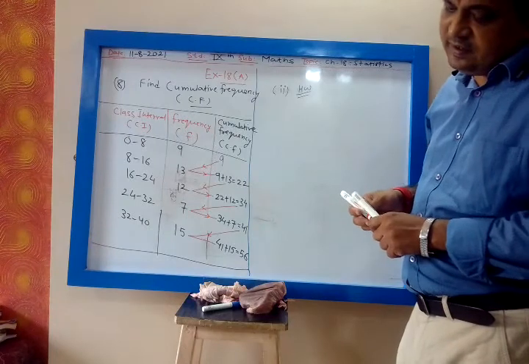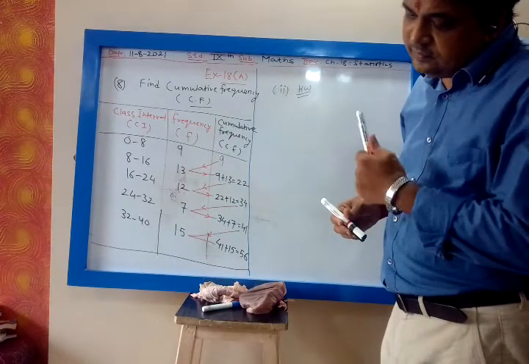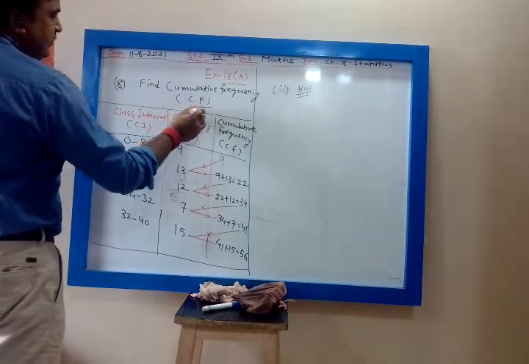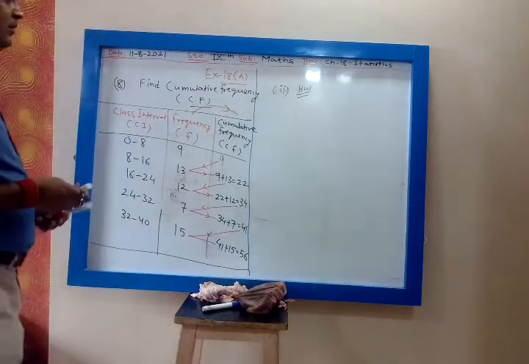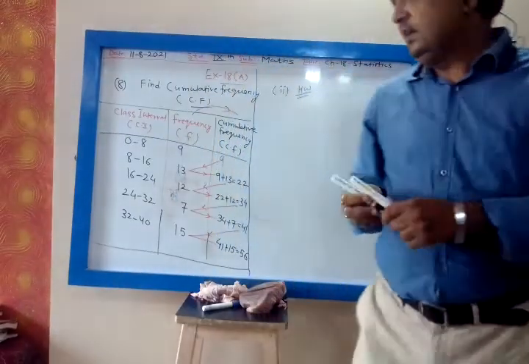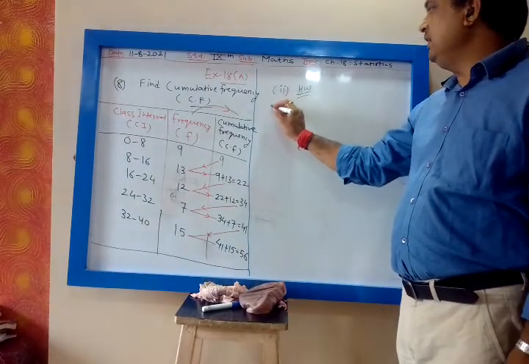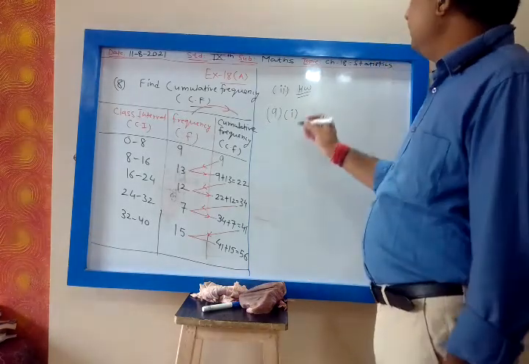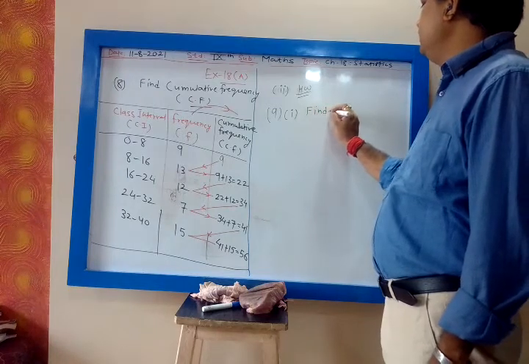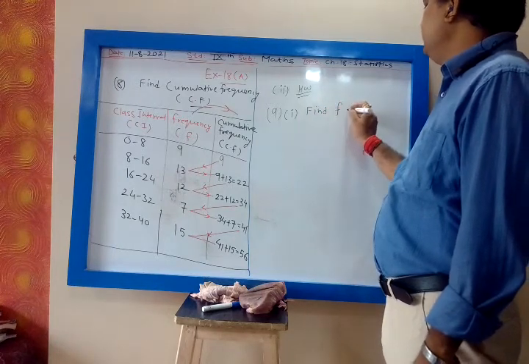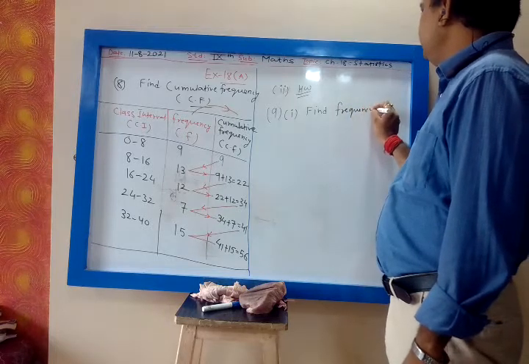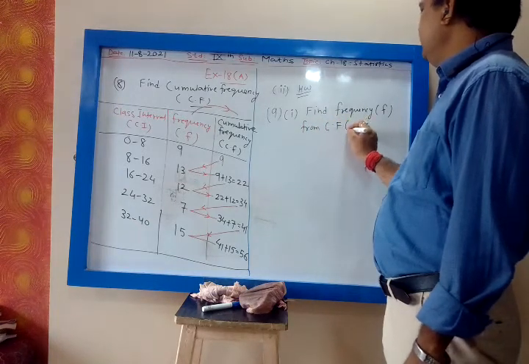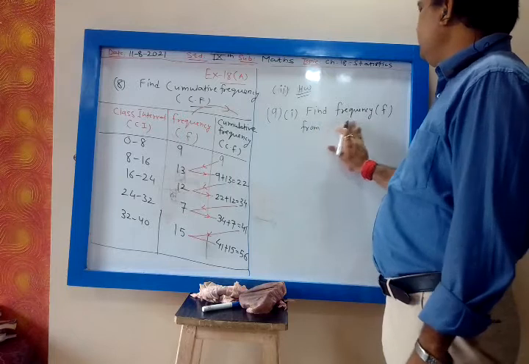Then construct a frequency distribution table from cumulative frequency. What we have done, see, from frequency we have obtained cumulative frequency. Now in the ninth one it is reverse. From CF you have to find frequency F. In short I am writing: find frequency F from cumulative frequency.